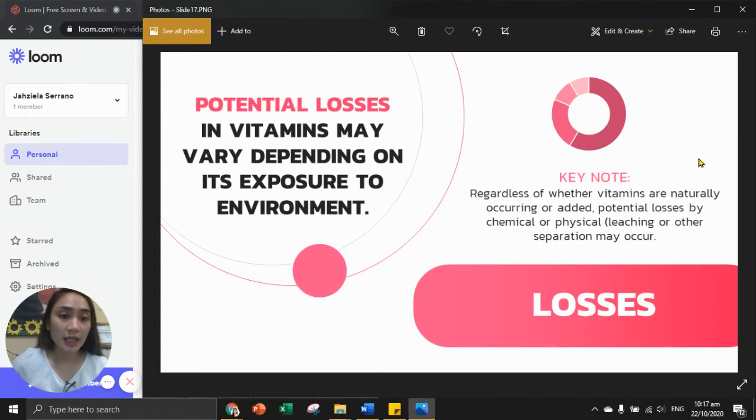So, a key note also, regardless whether vitamins are naturally occurring or added. So, regardless if it's naturally occurring, regardless if its source is fortified, or enriched, or if its source is a supplement, or its source is from medical use, its potential losses could be chemical or physical, such as leaching and other separation may occur, no?